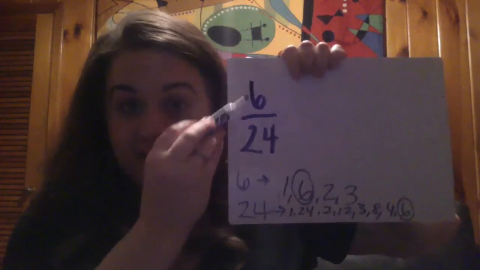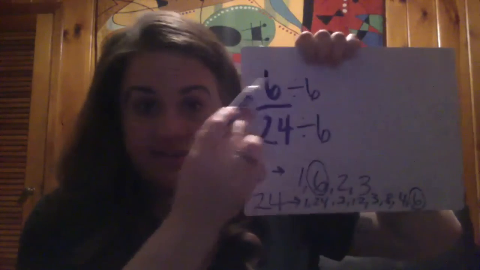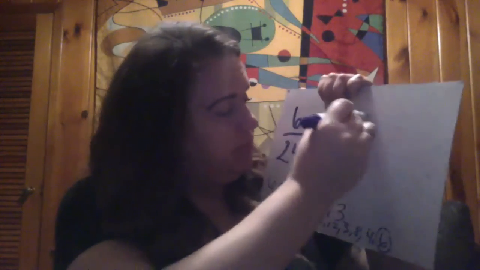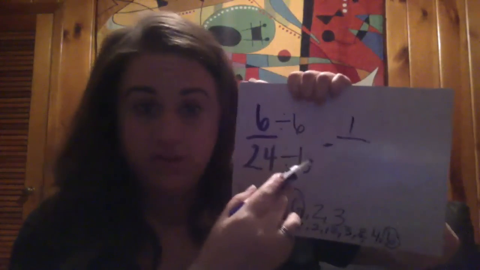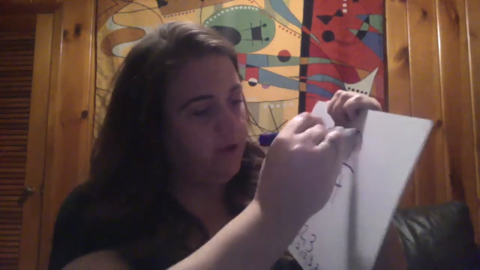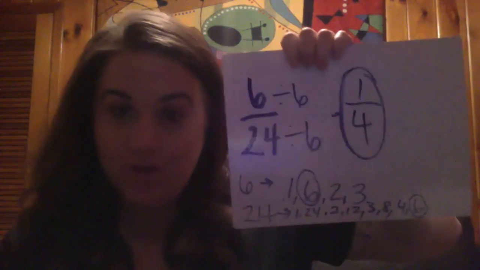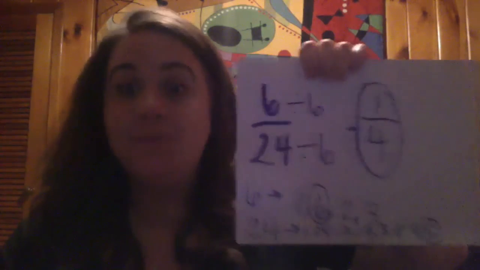I'm going to divide the top and the bottom by 6. 6 divided by 6 gives me 1, and 24 divided by 6 gives me 4. Our answer is 1/4. That's how we find the simplest form.